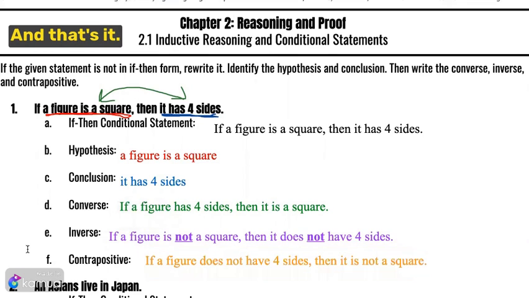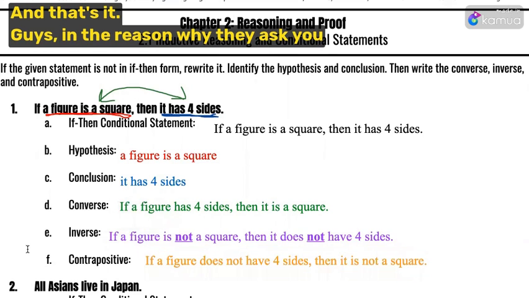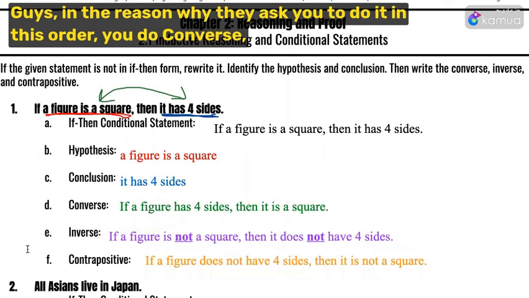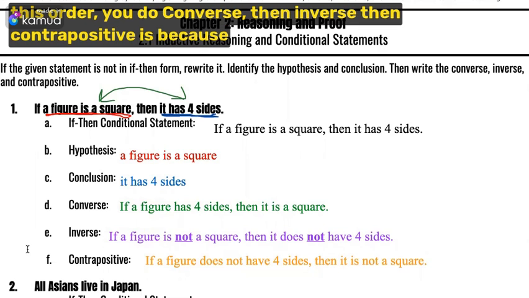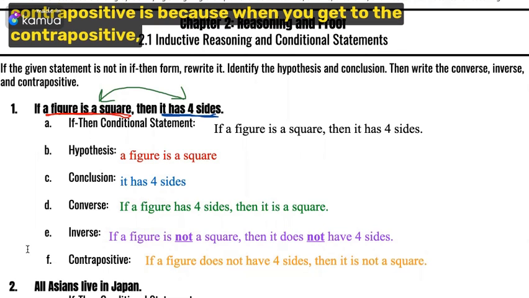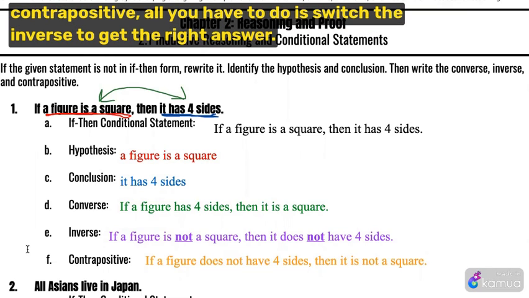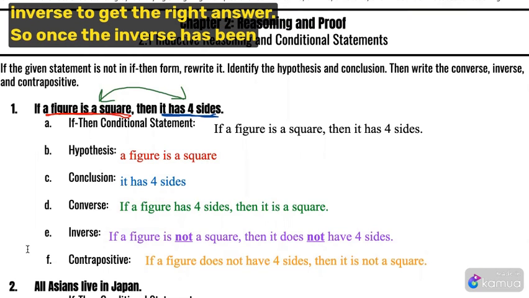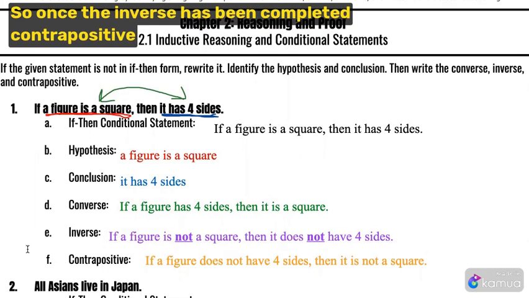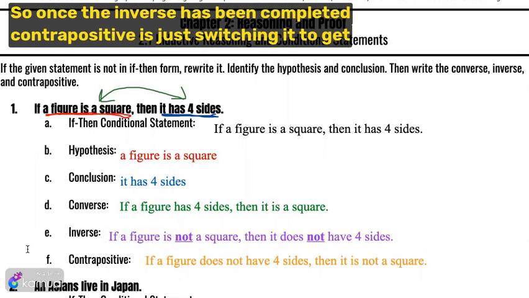And that's it, guys. And the reason why they ask you to do it in this order, you do converse, then inverse, then contrapositive, is because when you get to the contrapositive, all you have to do is switch the inverse to get the right answer. So once the inverse has been completed, contrapositive is just switching it to get the answer, okay?